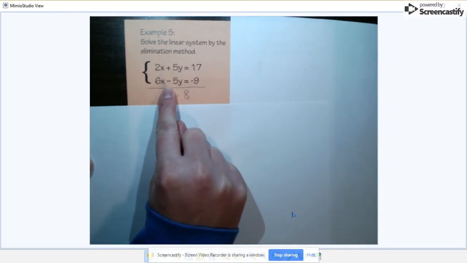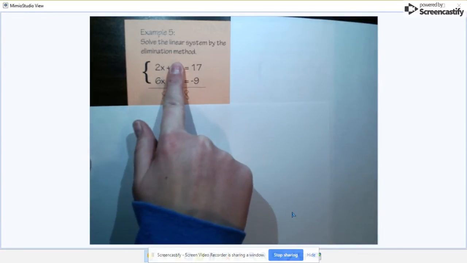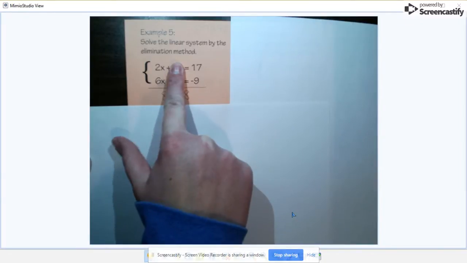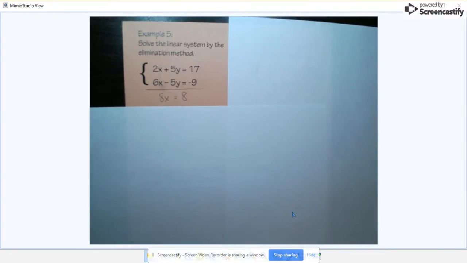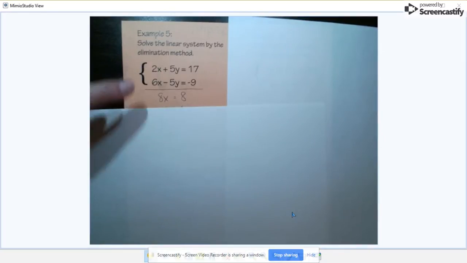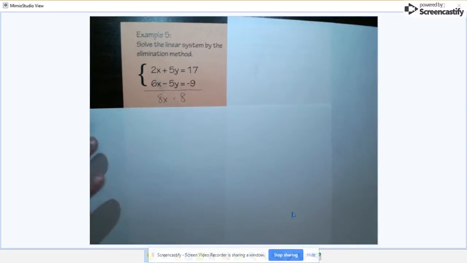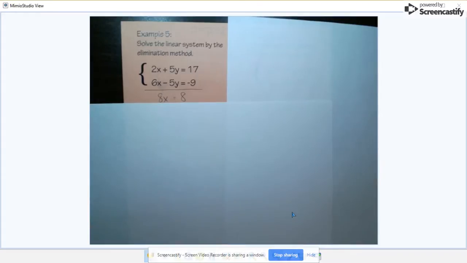So when we add this, we'd have a 5y plus a negative 5y. Those will eliminate to 0, which is the point of this method. So we're going to go ahead and add these 2 equations together. 2x plus 6x is where I get the 8x, and then 17 minus 9, or plus negative 9, gives us 8. So here now we have an equation that we can solve. So we're going to divide by 8 to get x equals 1.